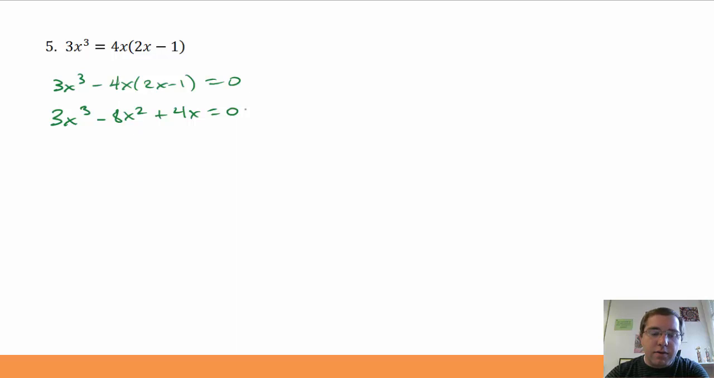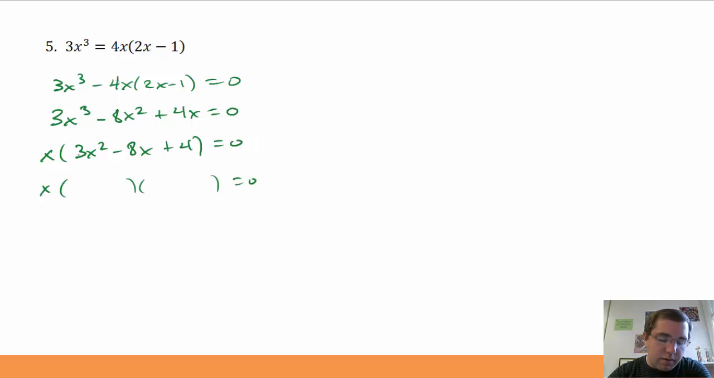Now I'm going to factor the left-hand side. I look for a greatest common factor between all of those terms, and all of them have an x, so I can take that x out, which will leave me with 3x squared minus 8x plus 4 equals 0. And then I want to factor what is in parentheses. So remember, I take the 3 times the 4, and that's 12, and I look for factors of 12 that will add together to give me negative 8.